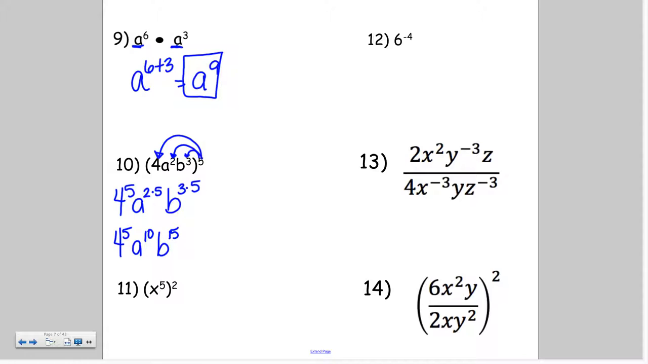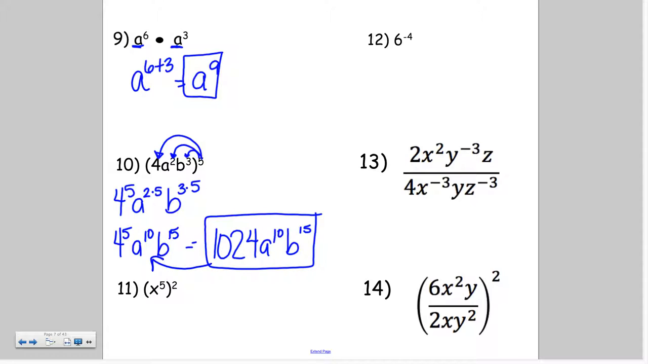And then if you want to go ahead and simplify this out, you're going to end up getting 1,024 a to the 10th, b to the 15th. If you don't have a calculator on you, just leave it like this. I'm fine with that. But try to do it with a calculator just to get used to it, because in the next units you will have to simplify all the way out. All right, number 11, we have a power to a power. So x to the 5th times 2, which is x to the 10th.